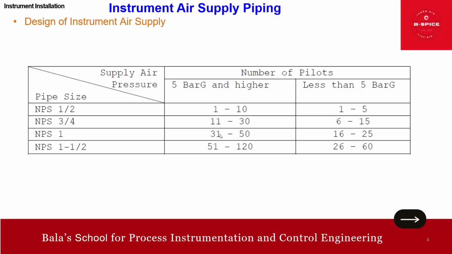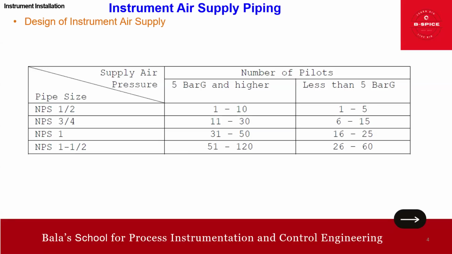If it is 1 inch, 31 to 50. For less than 5 bar, it is 16 to 25. And if it is 1.5 inch, up to 120 pilots can be taken.